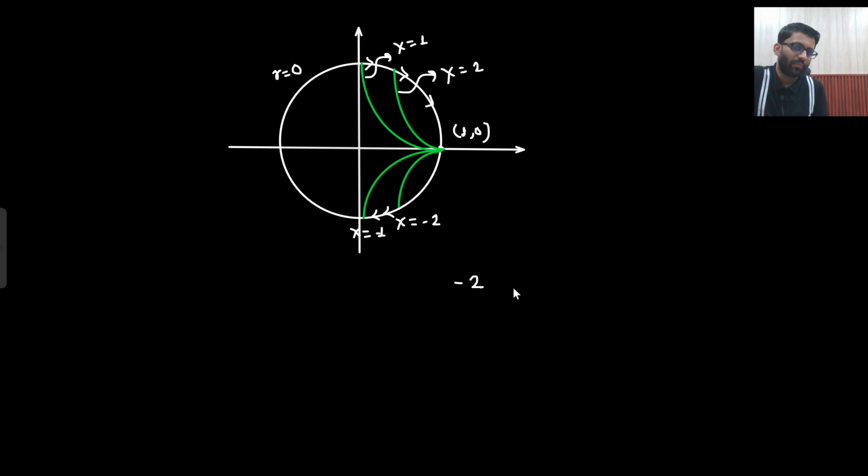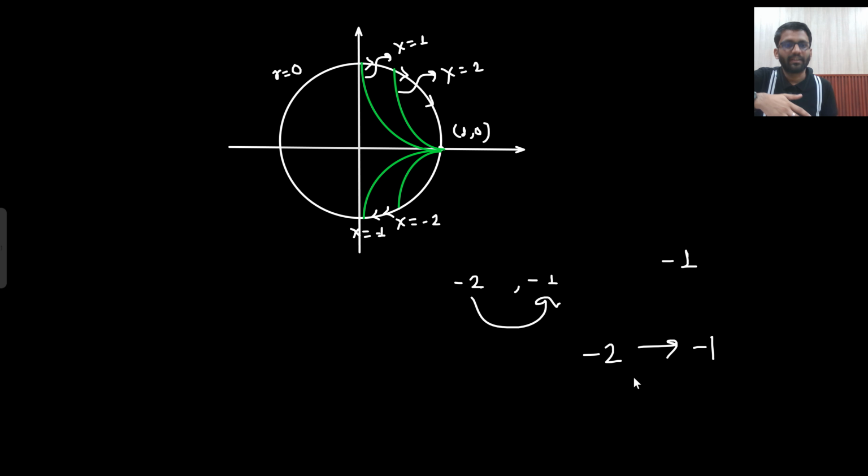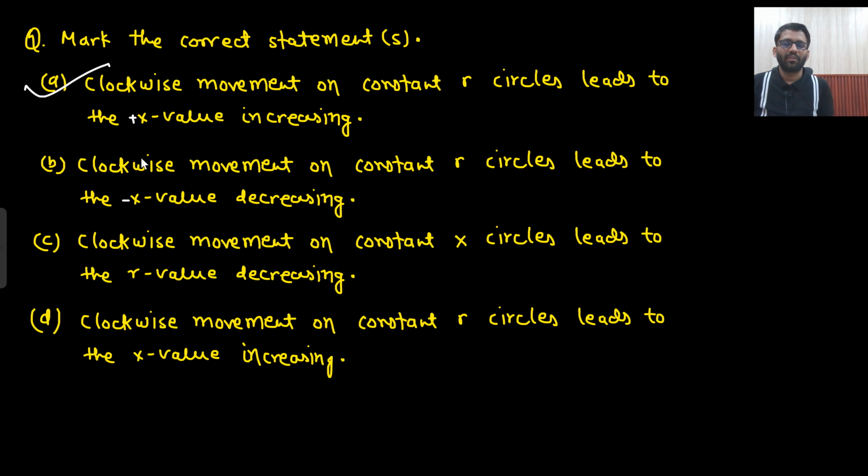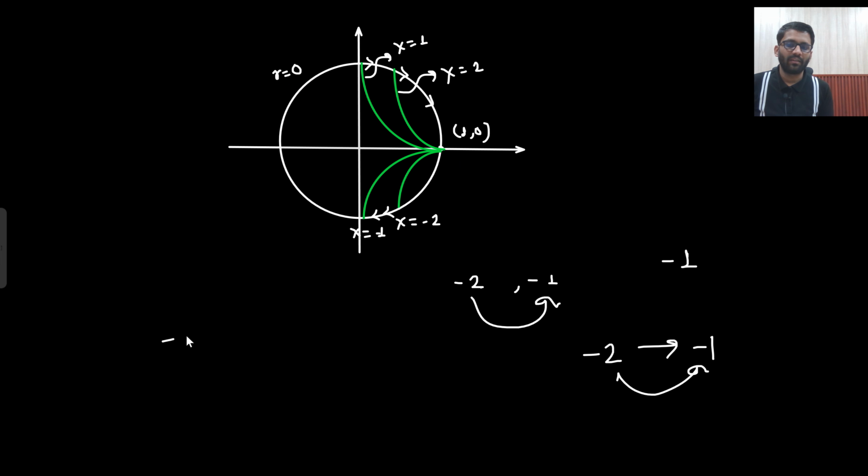The negative X value is decreasing: from minus 2 to minus 1 you are going. So this value is decreasing, but in the negative direction it is decreasing, right? Which is greater? Minus 1 is greater, but I am saying that from minus 2 to minus 1 you are going, that means it is decreasing, in the negative direction. So clockwise movement on a constant R circle leads to the negative X value decreasing. Initially I was having minus 3, now I am having minus 2. So negative X decreased, okay? This is what we are saying.